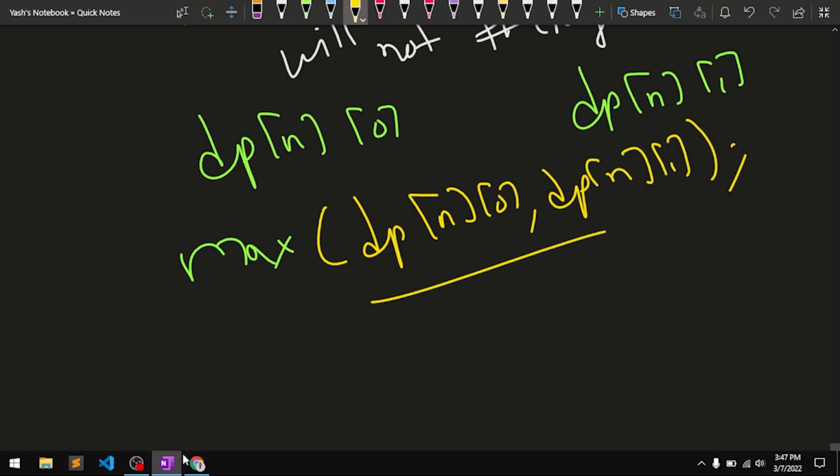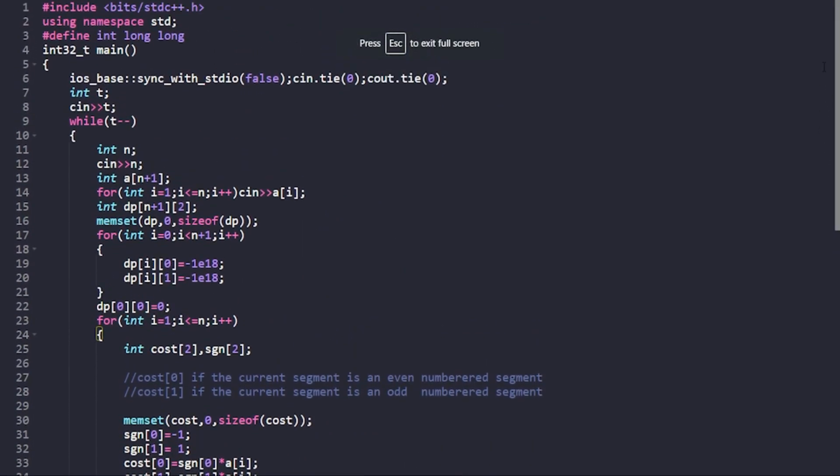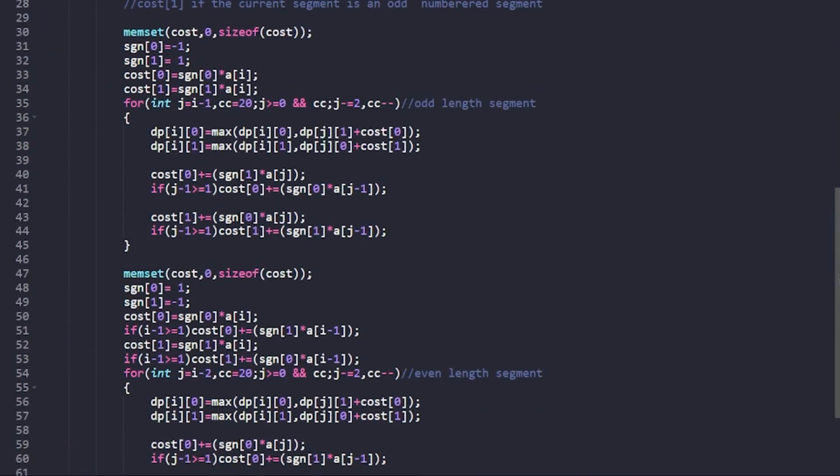So this code is available to you. I've just shown it here. You can take a screenshot of it if you want.